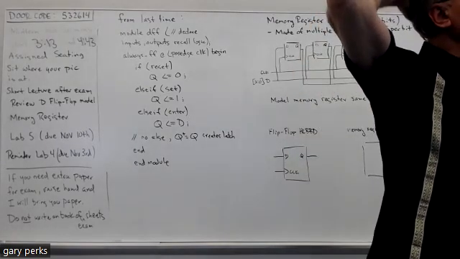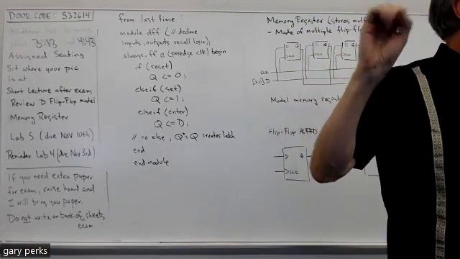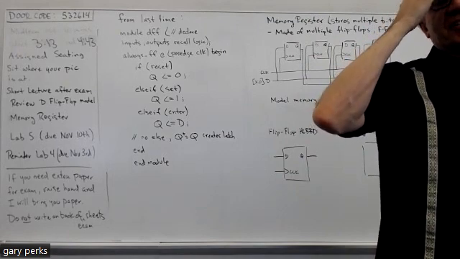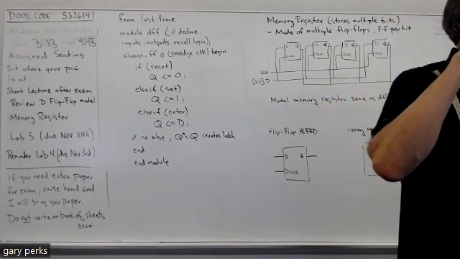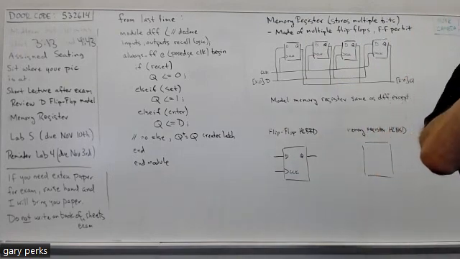Okay, so the lecture is going to be relatively short. It's probably going to be around a half hour or so. I just want to talk about what a memory register is and then lab 5. Because once you know what a memory register is, you'll be able to do lab 5.